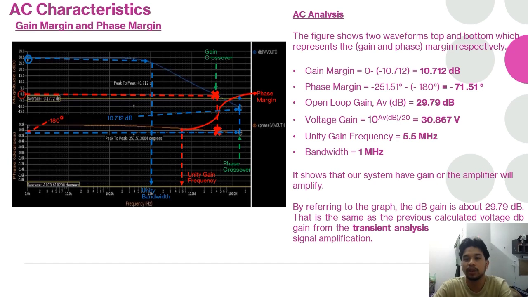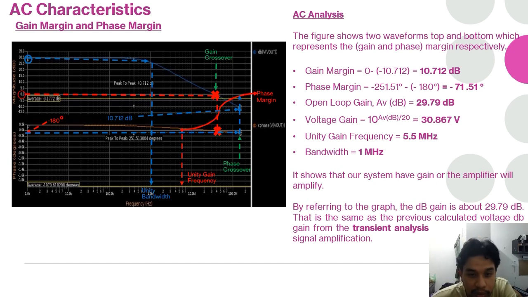And then for the open loop gain, we obtain from the transient analysis of voltage gain. We calculated, we got 30.867 volt. For the unity gain frequency, we obtain from the phase margin graph. From the negative 180 degree, we draw the line until the phase margin, and then we obtain it by looking at the frequency part.